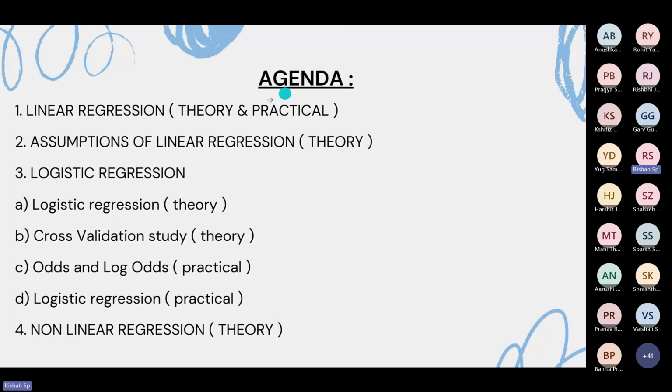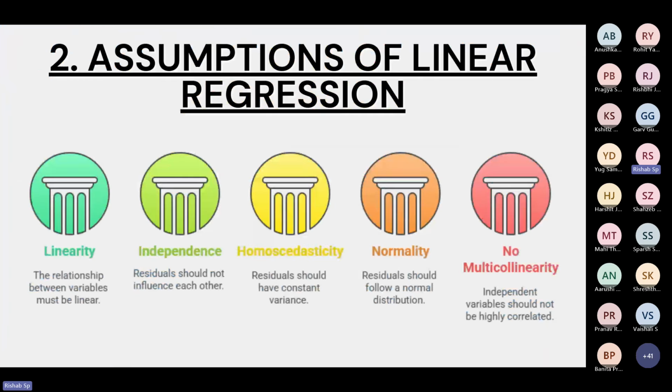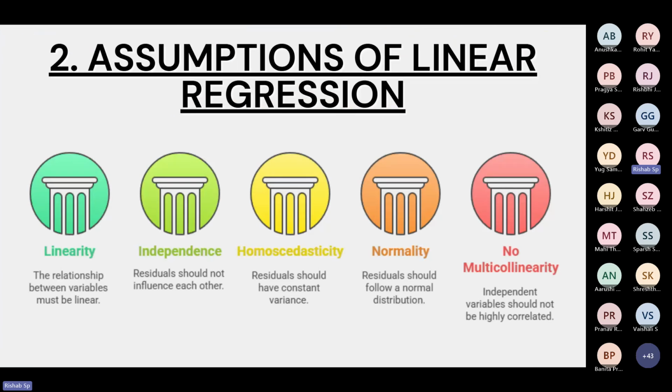Next is the most important part, the theory part, which is the assumptions of linear regression. So basically, there are a few assumptions backing linear regression. These 5 assumptions should be met to get accurate results. So what are those assumptions? This is so important. I think there can be 1 or 2 questions from this side. Even if you want to learn it by heart, it's fine.